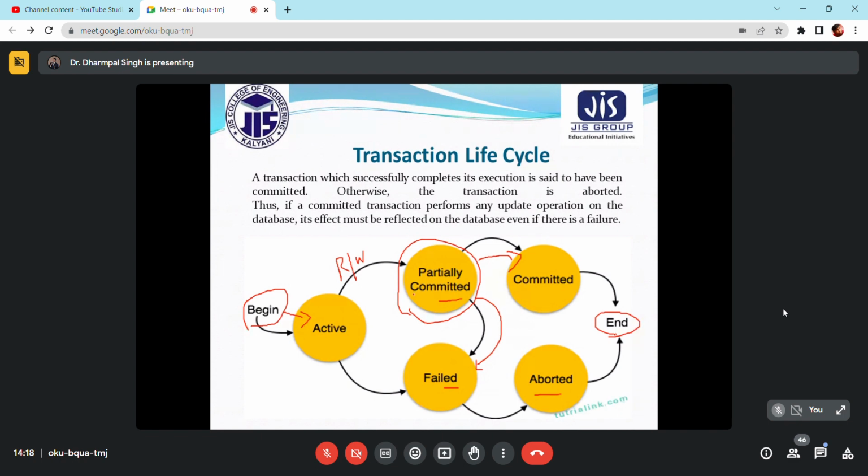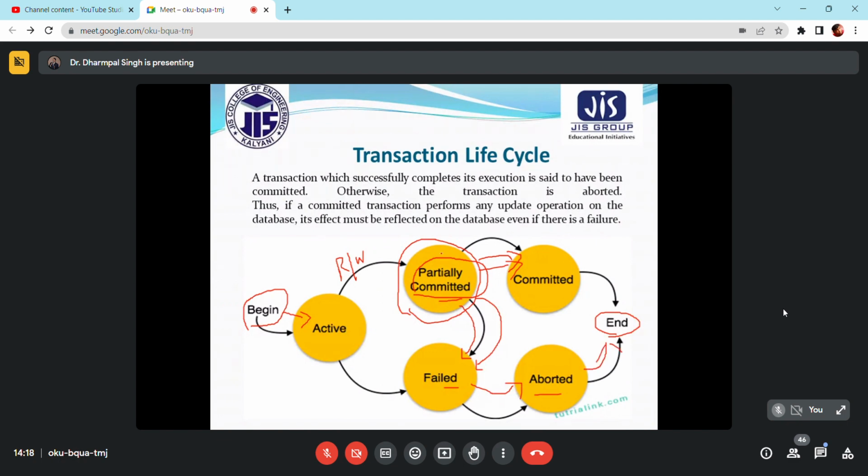The partially committed state mainly deals with checking whether the register, the device, the memory, and other things are available or not. If they are available, from partially committed it can go directly to committed. If not, it goes to fail, after that to abort, and after the abort it goes to the end of the transaction.